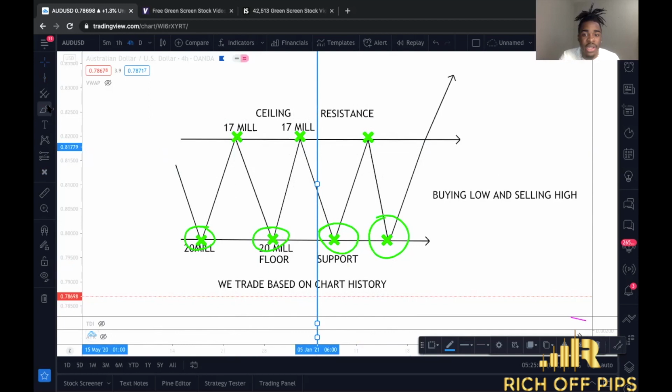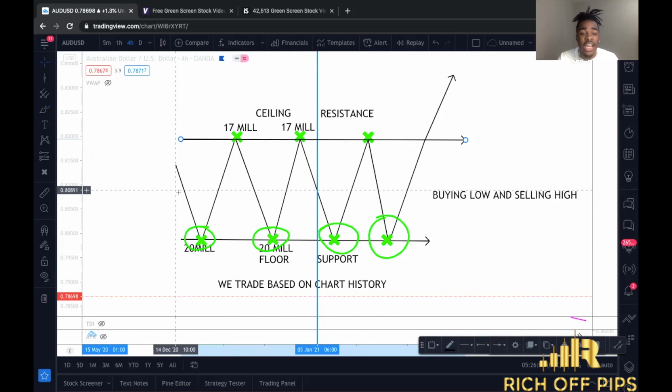Let's say that we are in this trade right here, this sell, right? After this, we have to know that price is probably going to come and retest the support area again. Why? Because that's what it did last time. Simple. So this is support and resistance.